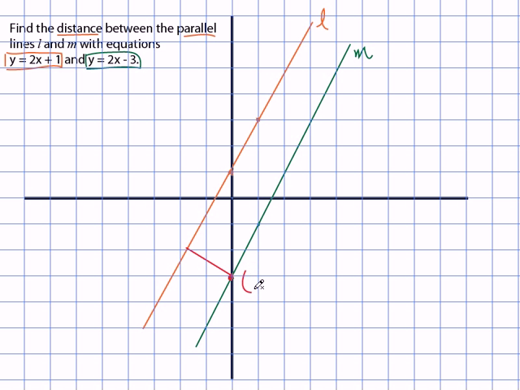Well, I know a point. How did I know that point? Because it's the y-intercept to this green line, and the y-intercept is negative 3. So that point is (0, -3). Here's the deal. This is the part that you're really trying to do.